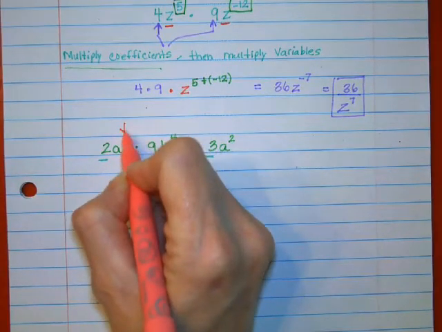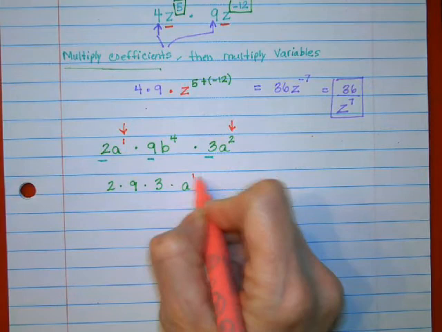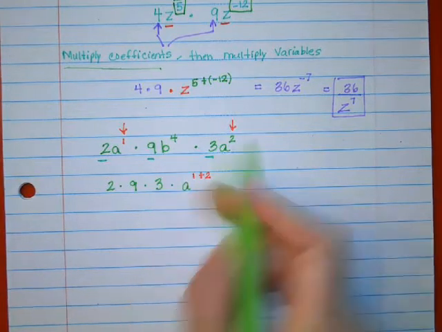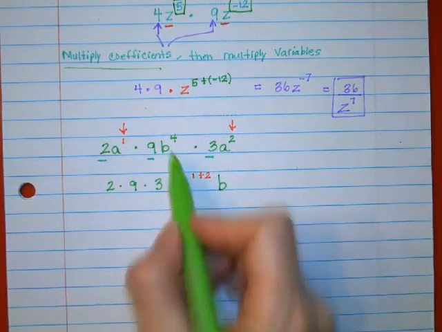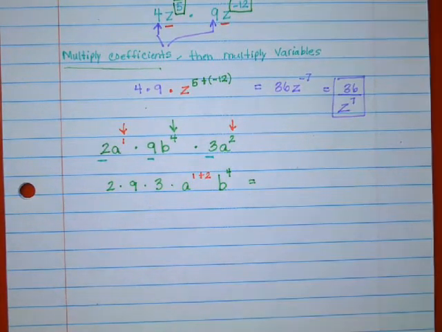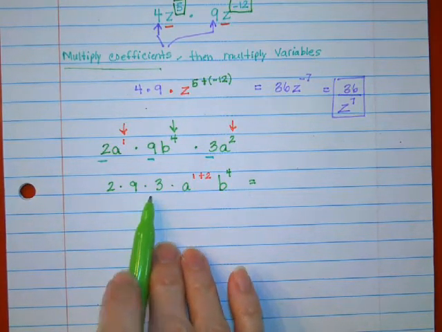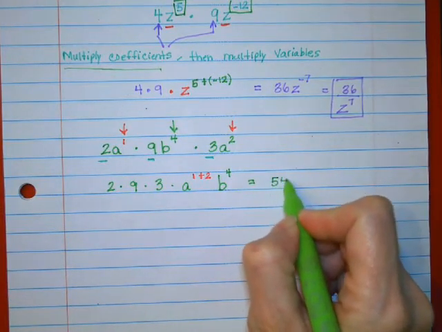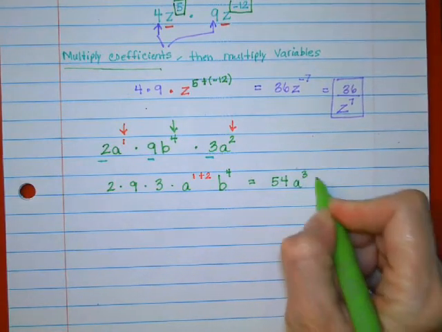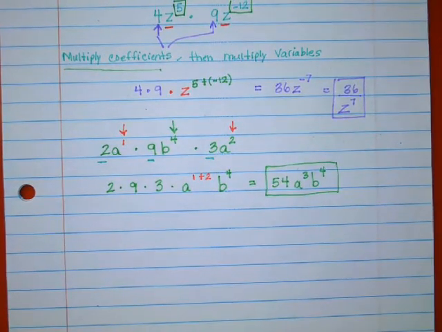So the a exponent of 1 and the a exponent of 2, since they have the same base a, we add those exponents, 1 plus 2. Then we're going to move along to our next variable, which is b. And there's only one b, and it has an exponent of 4. So now here we go. 2 times 9 is 18. 18 times 3 is 54. Then we have a to the 1 plus 2, which is 3. And then we have our b to the 4th power. There are no negative exponents, so that would be our simplified answer.